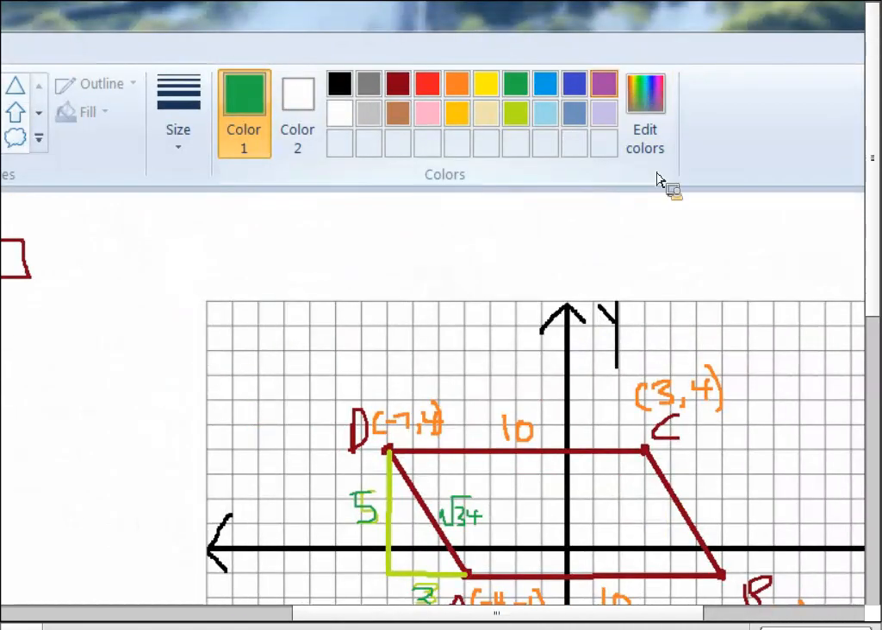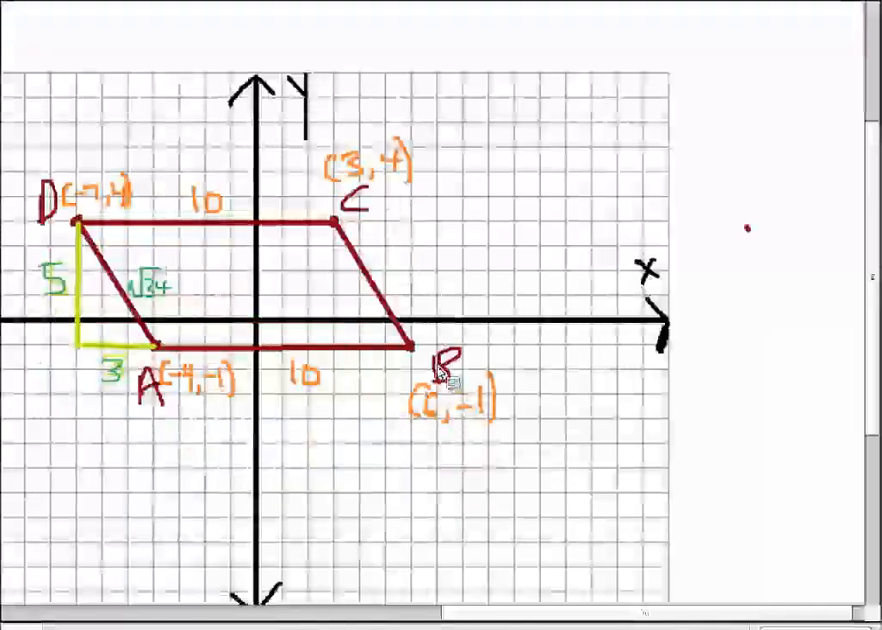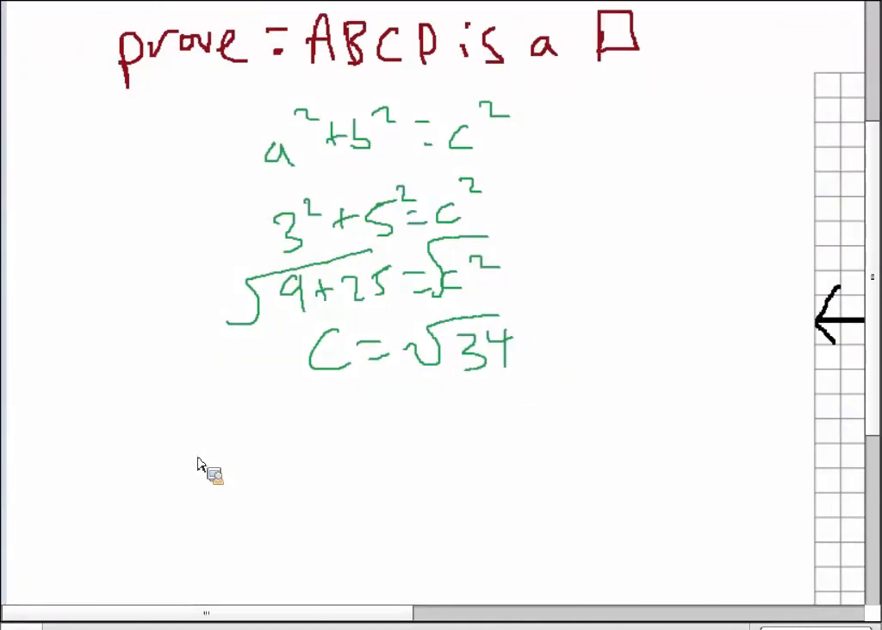Well, what about the other side? What about CD? By the way, for BC, let's do the distance formula. Just because we did the Pythagorean theorem this time, let's use the distance formula.